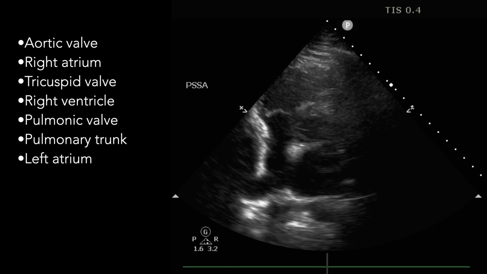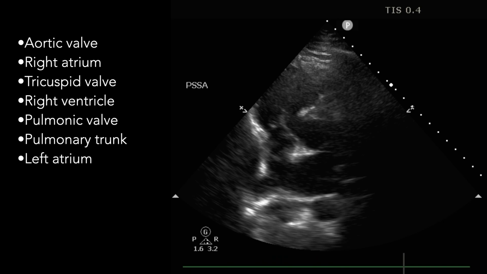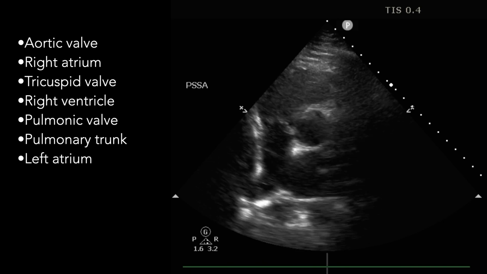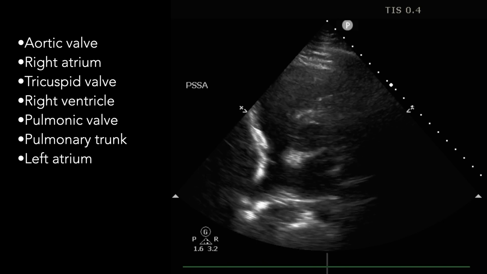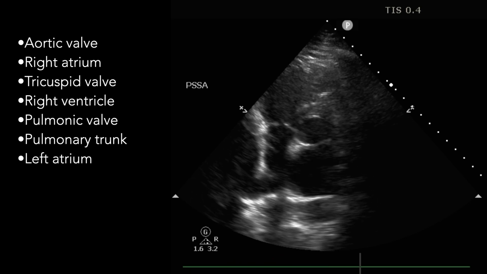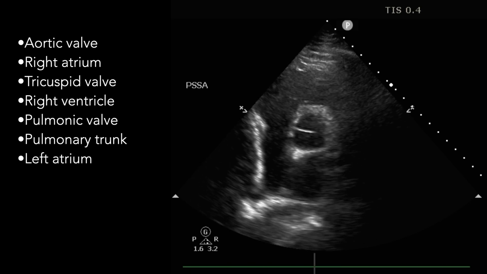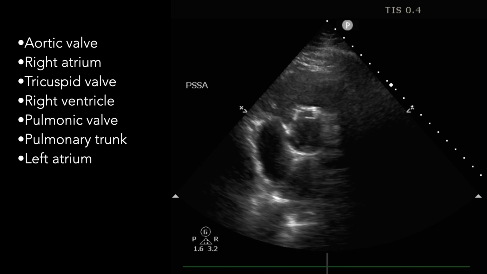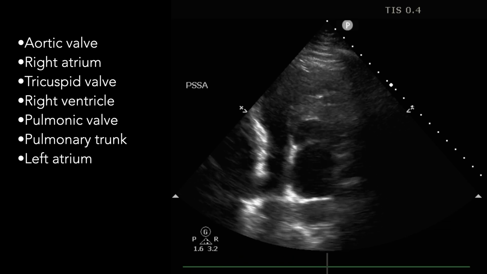And as you get towards the top and move over towards the far right on this screen, you get towards the pulmonic valve, which is not clearly seen in this window. And then eventually you'll have the pulmonary trunk that wraps around, showing the right-hand side of the heart as you scan up north on that short axis view.